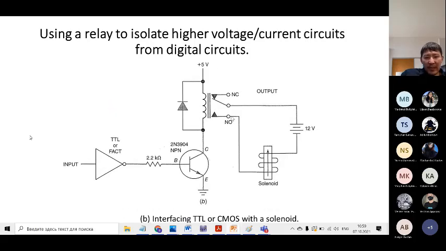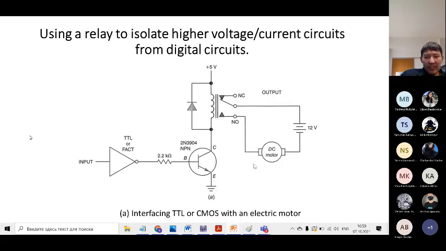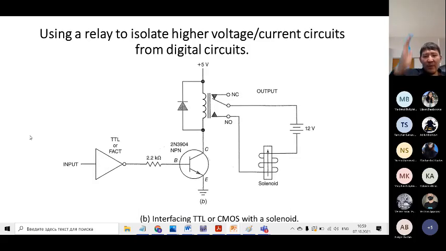Here, for example, you can connect a solenoid. What is the difference between motors and solenoids? A motor just rotates. A solenoid moves up or down.